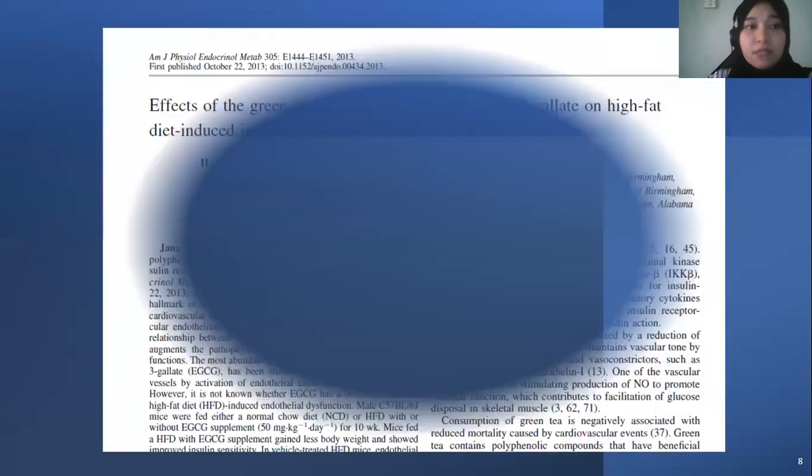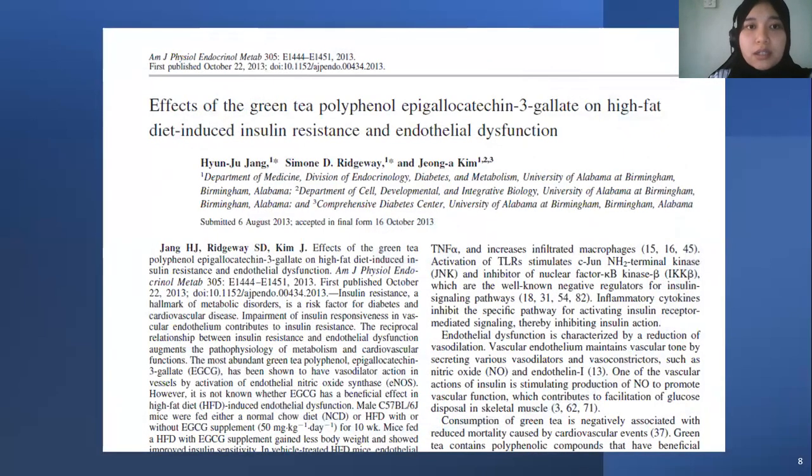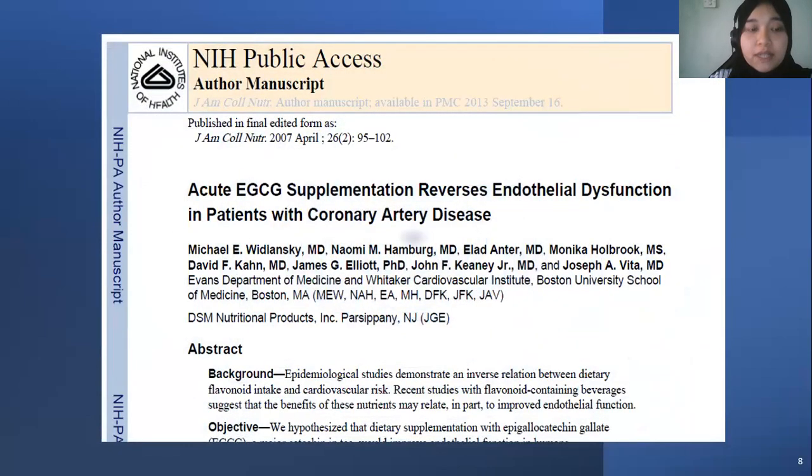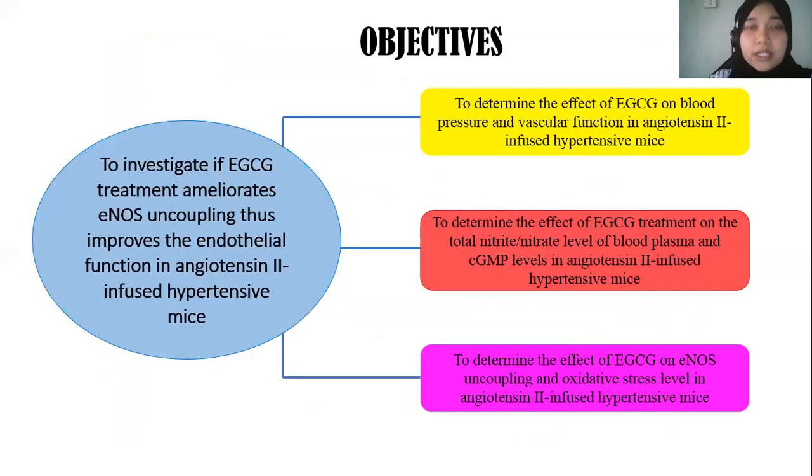There are numerous studies on the action of the active product in tea in protecting endothelial function in hypertension. That is why we designed this study to see the mechanism behind how EGCG protects against endothelial dysfunction. The objective of this study is to investigate if EGCG treatment ameliorates eNOS uncoupling and thus improves the endothelial function of angiotensin II-infused hypertensive mice.